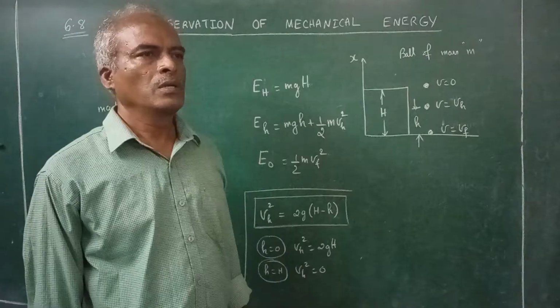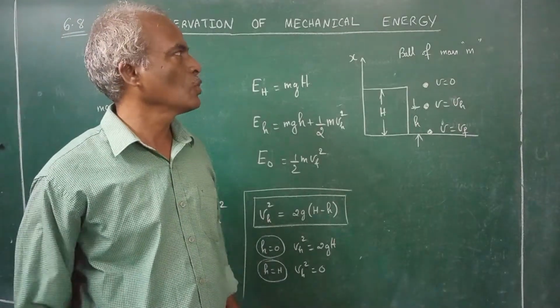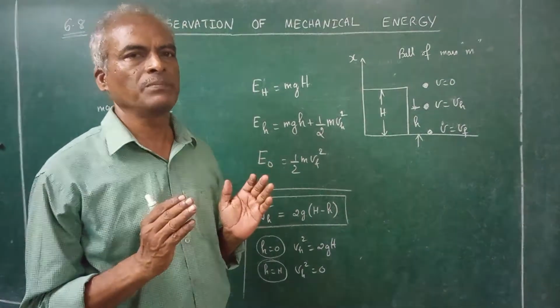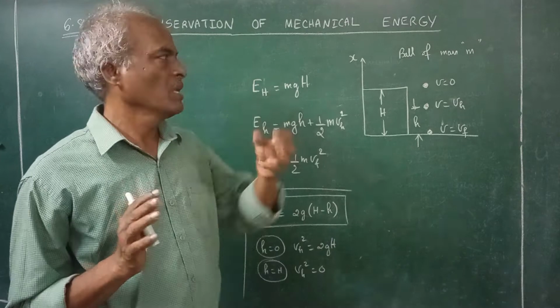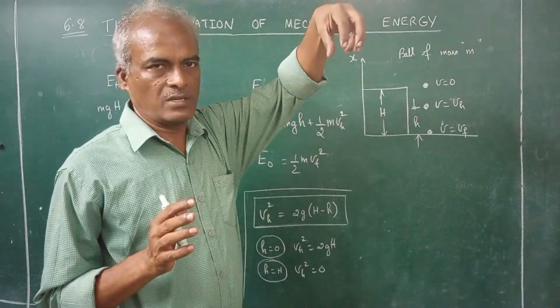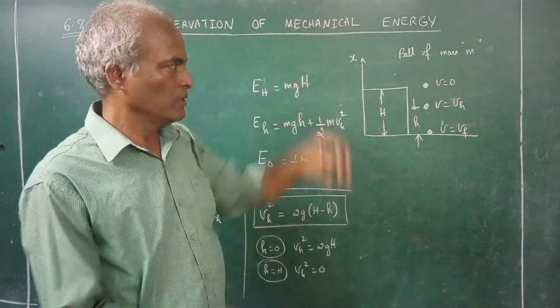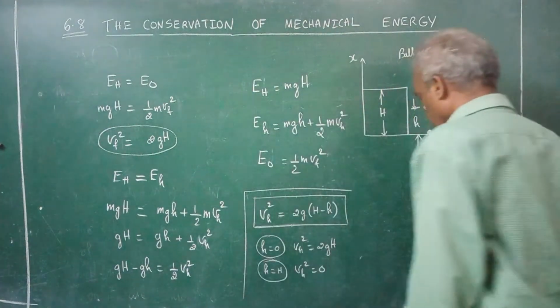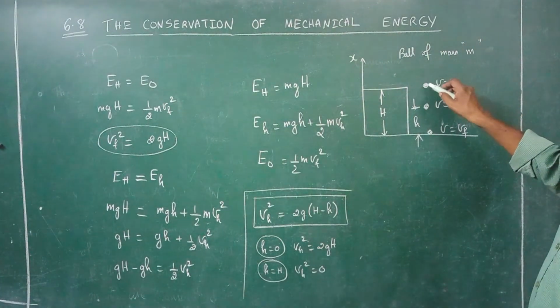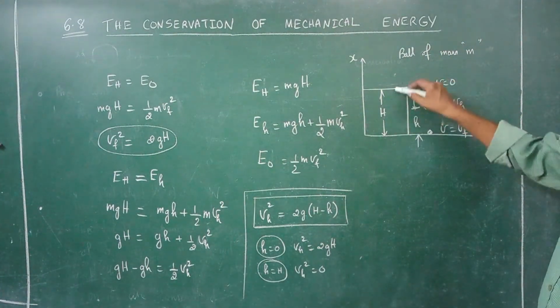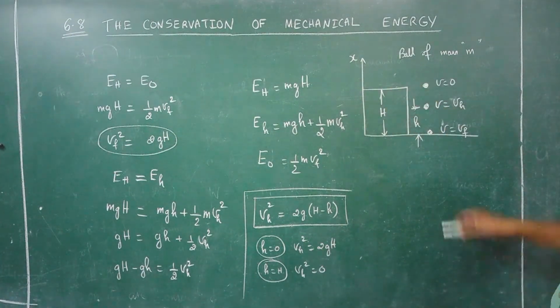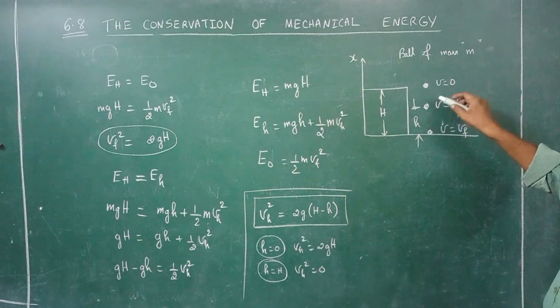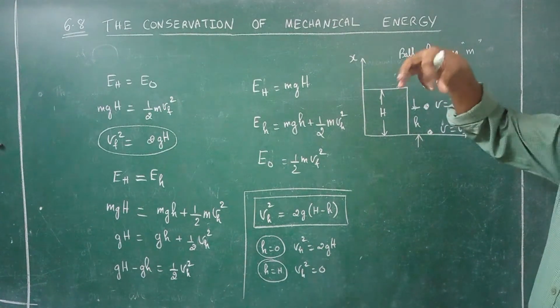Okay, now we are going to discuss the total mechanical energy of a system by considering one example. Assume a solid ball which is dropped from a certain height from the ground. So this is a solid ball. It is dropped from this height. Vertical height is H, and this is distance x. So this distance is H.